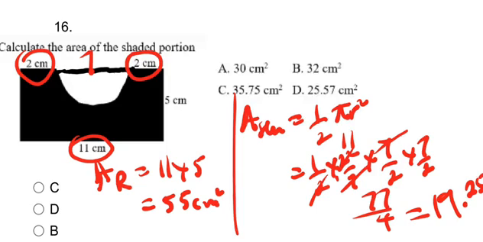Since we have calculated the area of the semicircle to be 19.25, and the rectangle is 55, what we're going to do is subtract: 55 minus 19.25. That gives 35.75 centimeters square. So that becomes the answer. All right. So move to the next question now.